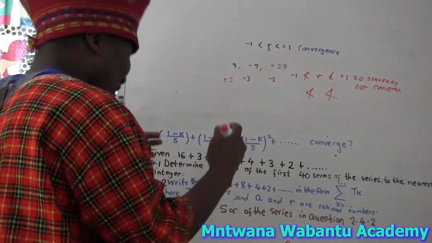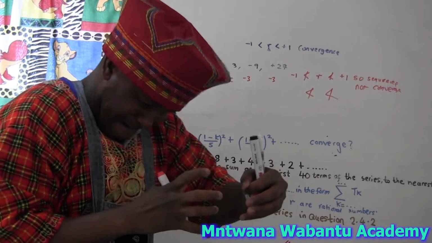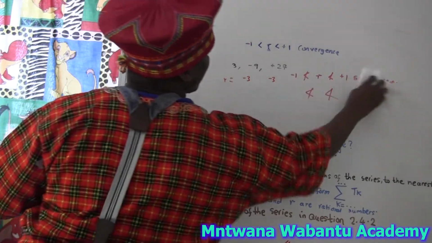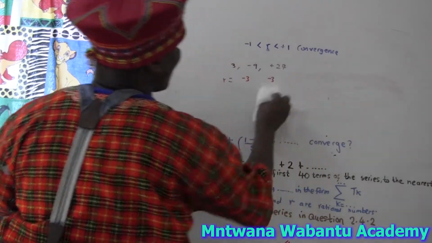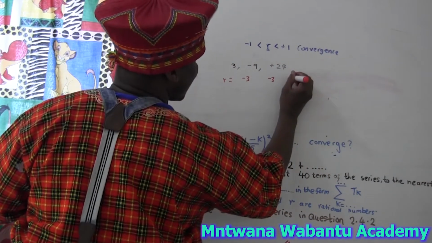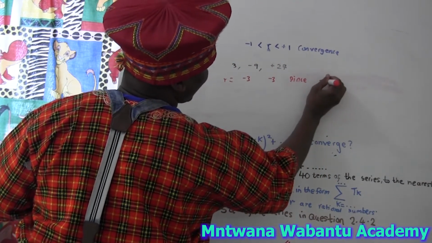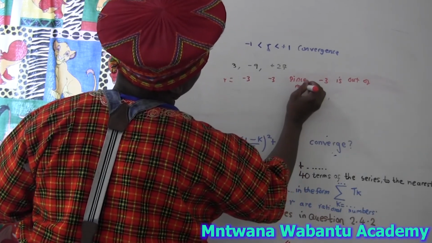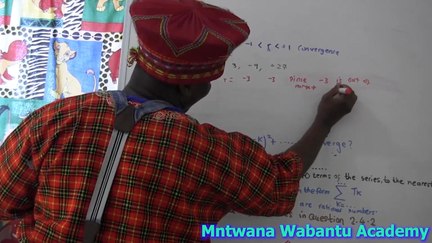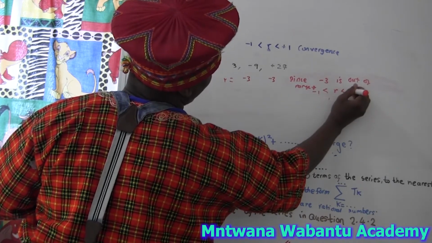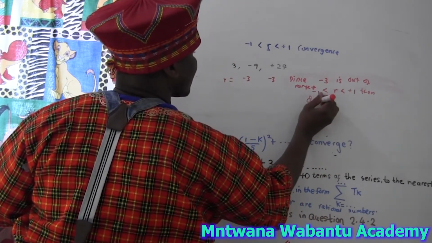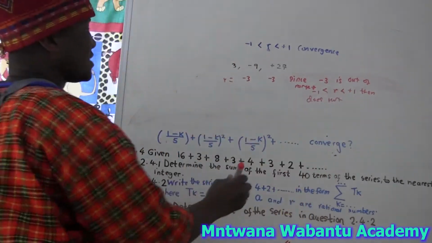Converge is like in between, like in here, we converge on each other. You know what I'm saying? Or if you don't want to do this, since negative 3 is out of the range of common ratio, which is negative 1 and positive 1, then it does not converge. It does not converge.